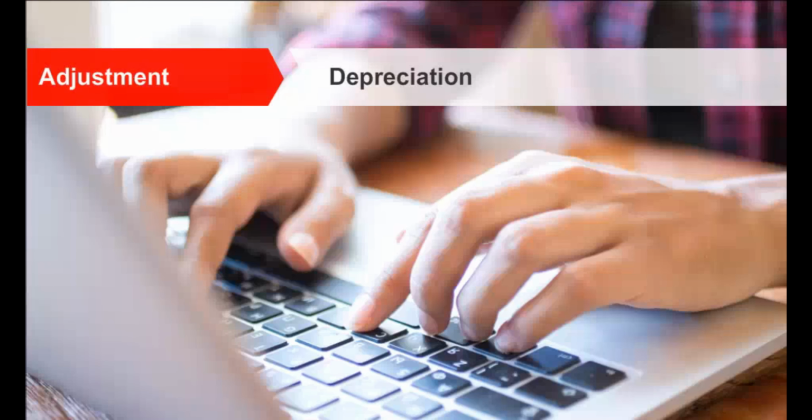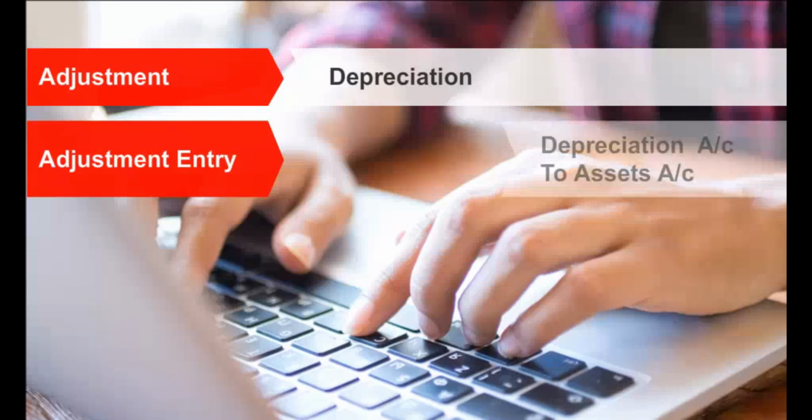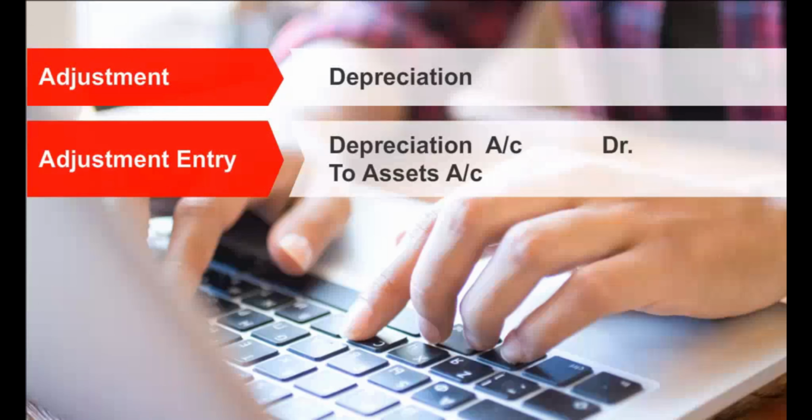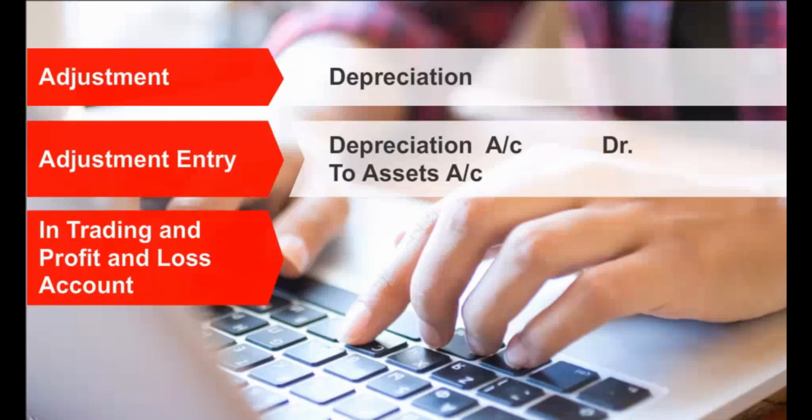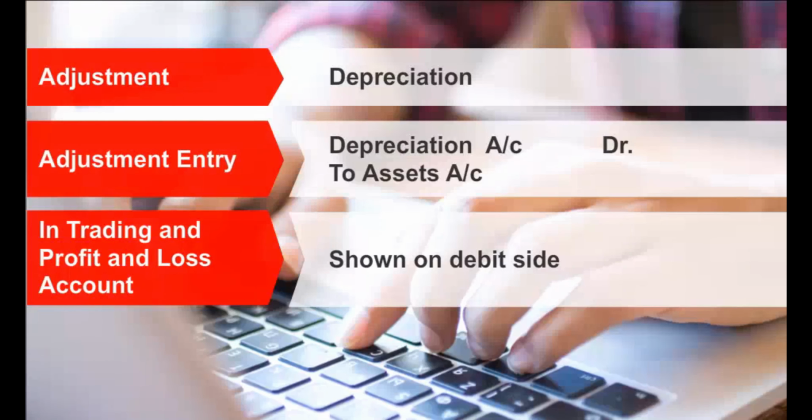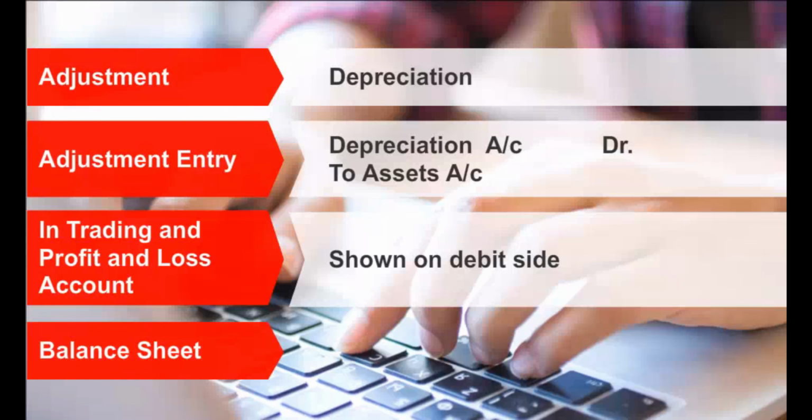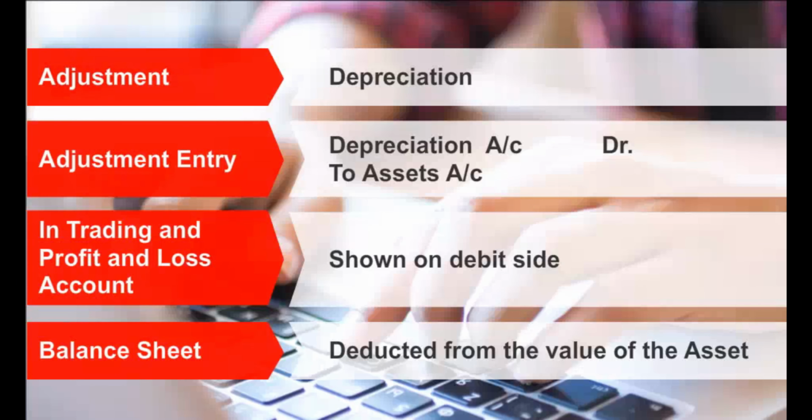Adjustment: depreciation. Adjustment entry: depreciation account debited to assets account. In the trading and profit and loss account, it is shown on the debit side. In the balance sheet, it is deducted from the value of the asset.